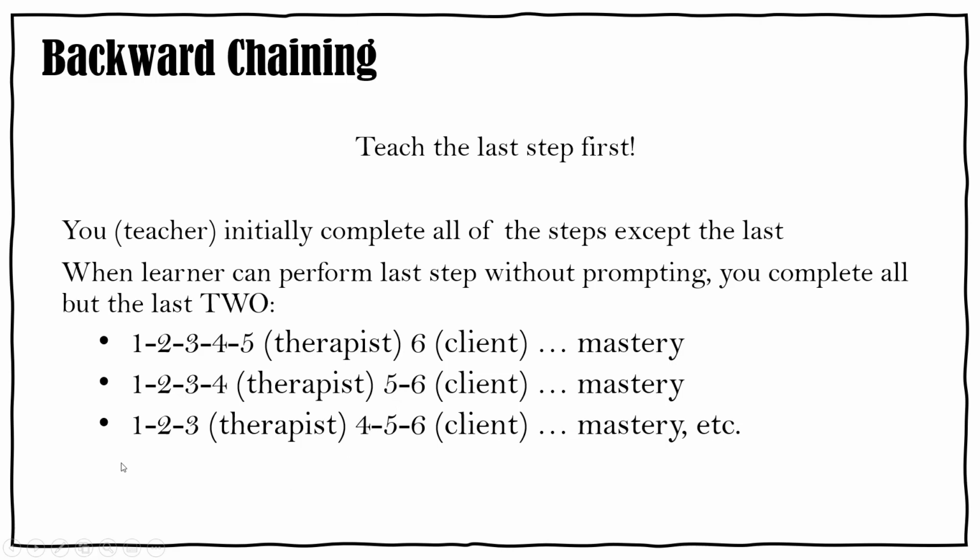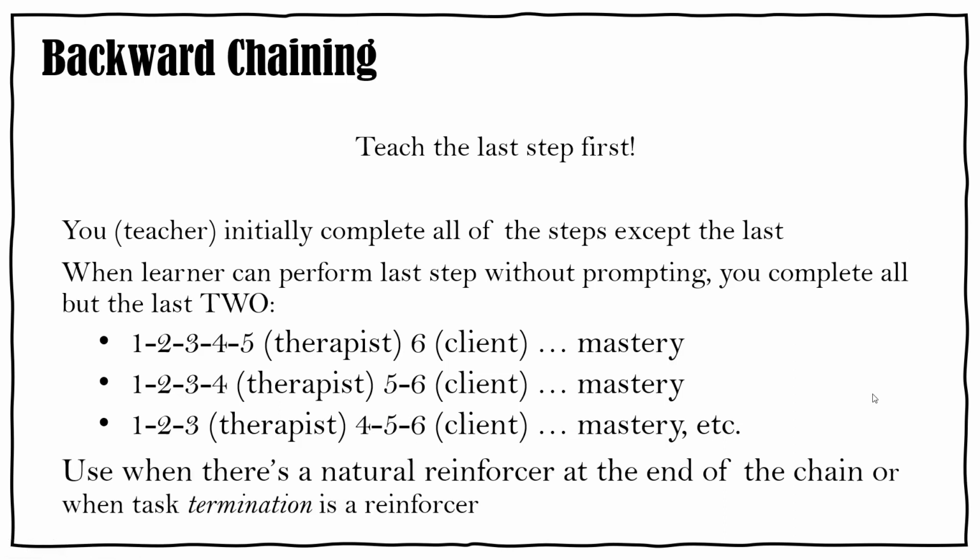Then you're going to move backwards. So you're going to prompt 1, 2, 3 and teach 4, and then the client should be able to say 4, 5, and 6. You want to use this when there's a natural reinforcer at the end of the chain or when the task termination is a reinforcer.